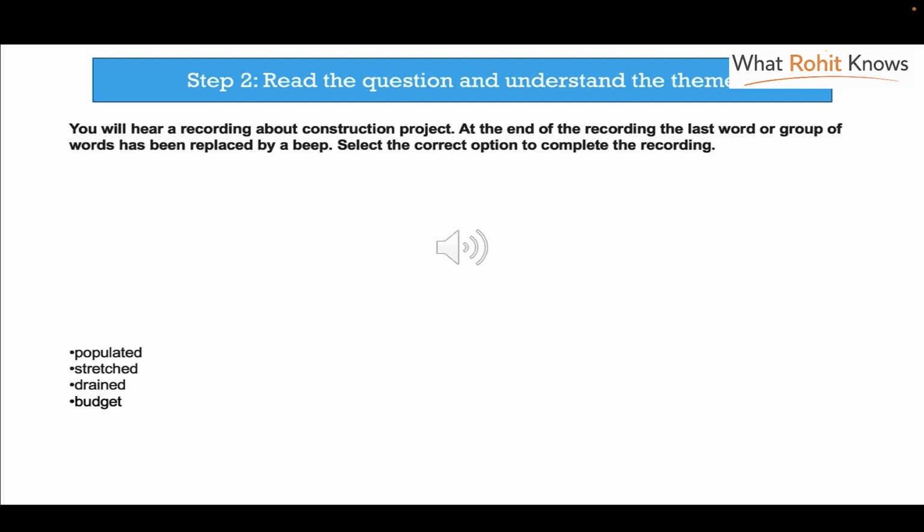And then I looked at the options. Populated, stretched, drained, budget. So now I know that it looks like stretched or budget might be the options because they're related to projects. With projects, you have the budgets and the project timelines, they often get stretched. So based upon my general knowledge, it helps me zero in and anticipate what the audio is going to be about and what might be the options. And yeah, that's what I did. I quickly read the options as well.